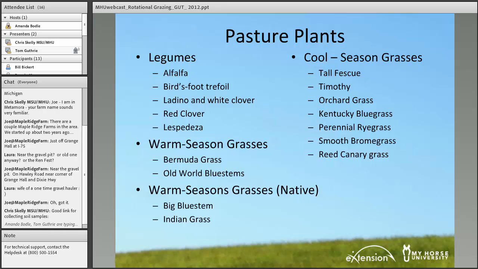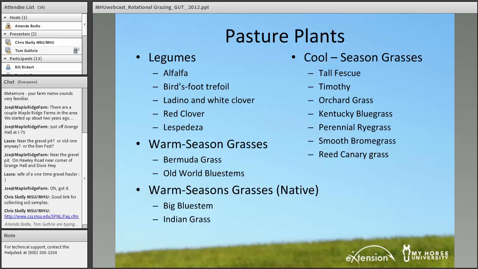As far as warm season grasses are concerned, Bermuda grass or the old world bluestems have good production during summer, they tolerate close grazing, and they form a dense sod. It can be difficult and expensive to establish. The quality and palatability drop drastically with maturity, and it can be invasive as well.